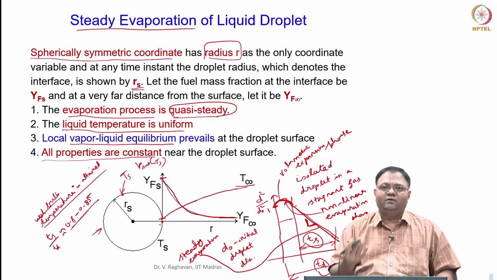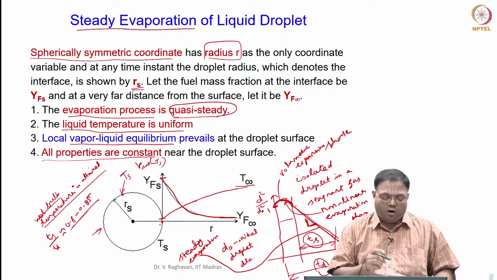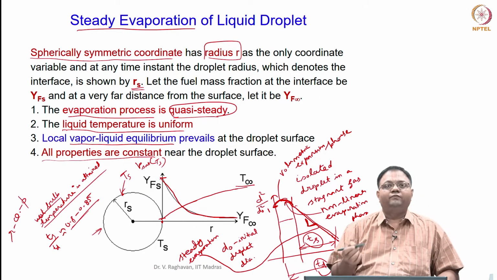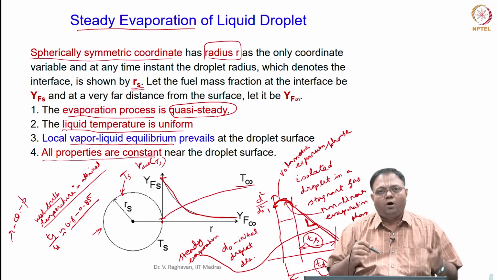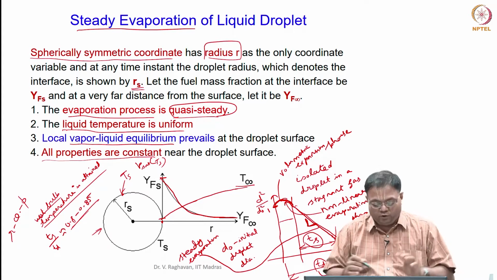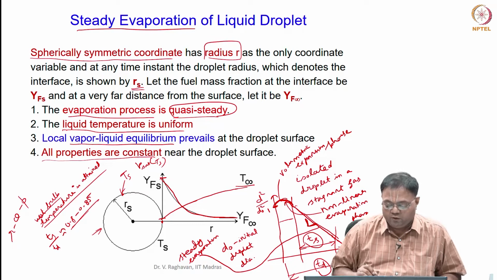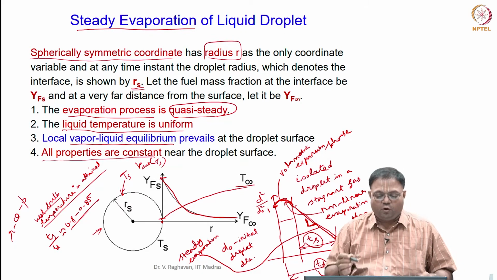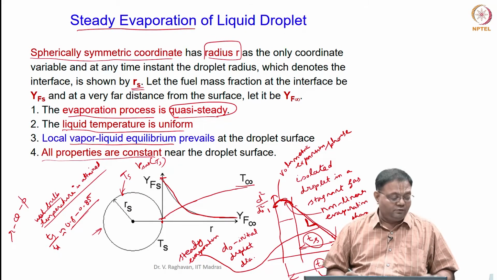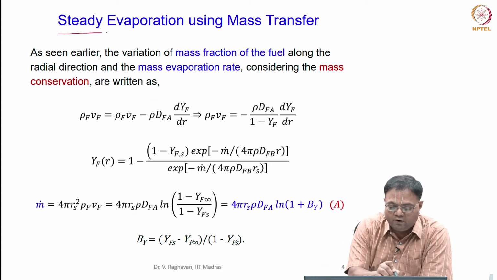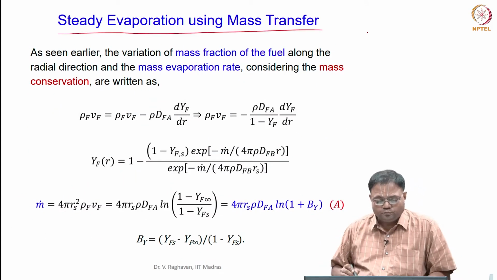In any theta and phi in the spherical coordinate system, the variation in r will be the same. So, this is the spherically symmetric coordinate system that we are going to consider for our problem, which we have already seen for the mass transfer analysis. So, we will just recap that: steady evaporation using the mass transfer.